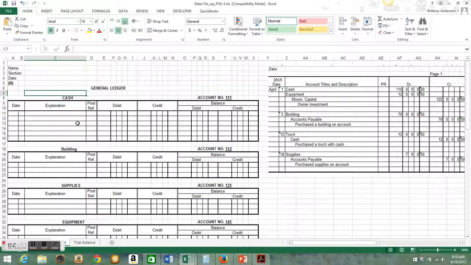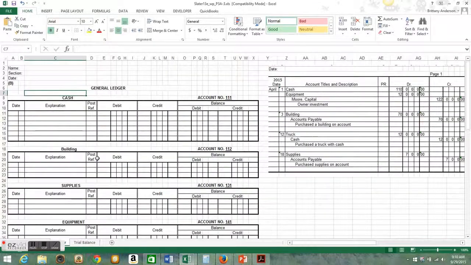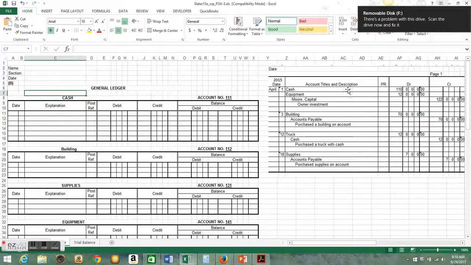So I have created my general ledger based on the accounts that I've used in the general journal. So I have them all listed here. The process in which we take our transactions from our journal and enter them into our general ledger is called the posting process. Because what I'm doing now is I'm taking this information from my journal into my ledger.